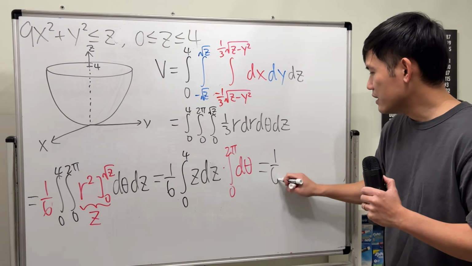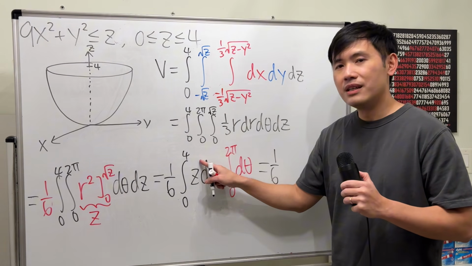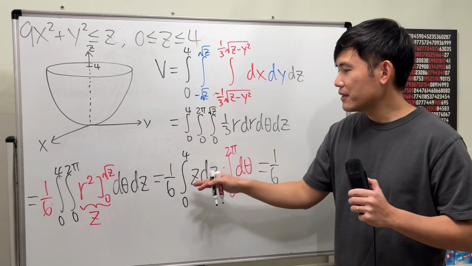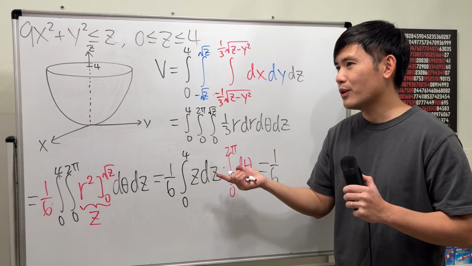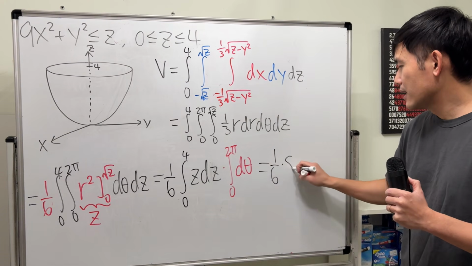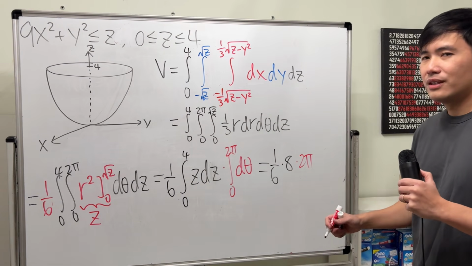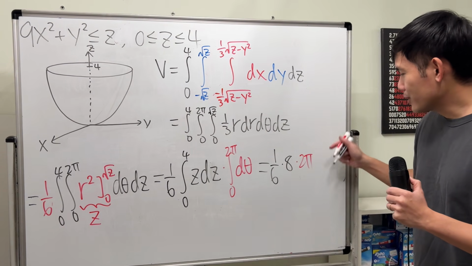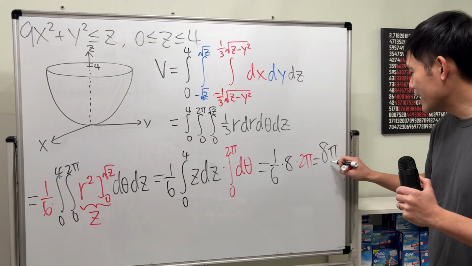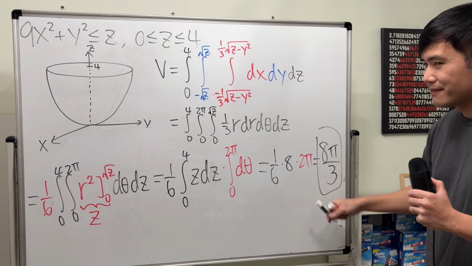This is 1/6. Do this in your head. That's z squared over 2. Plugging 4 into it is 16/2, which is 8. And then lastly, this part is just 2 pi. Now, ladies and gentlemen, cancel and multiply. We get 8 pi over 3. That's it.